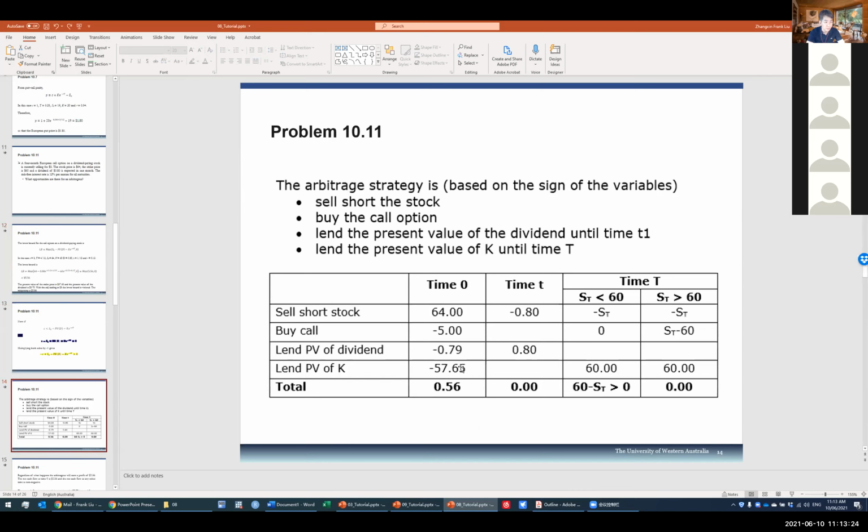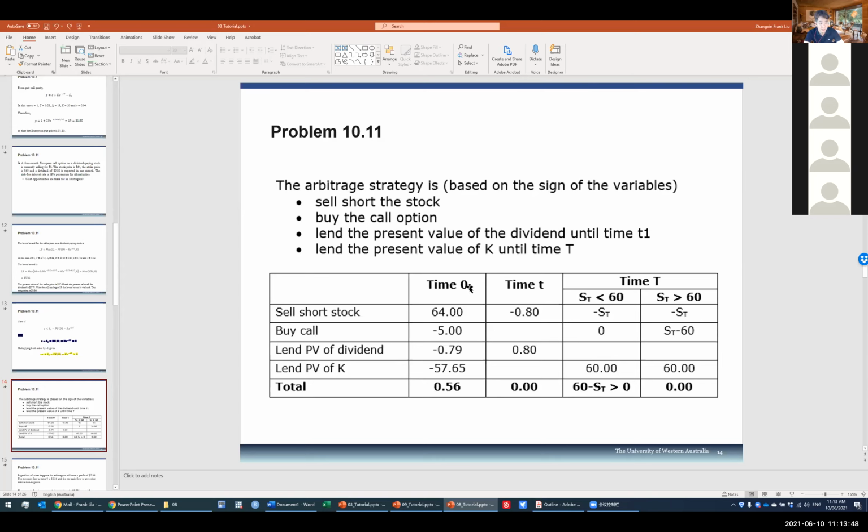That part. All right, okay. So at the start, go ahead. All right. So at time zero, the total payoff is 0.56. So notice that this is a positive amount. Okay. And then we move on to time small t.